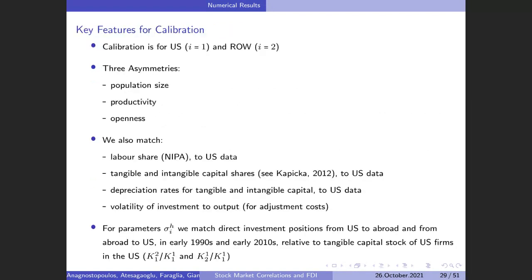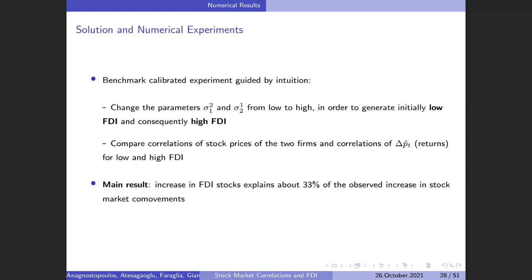Okay, so the calibration. Let's calibrate the model and see the results, how the change in FDI affects the stock market conditions in our model.